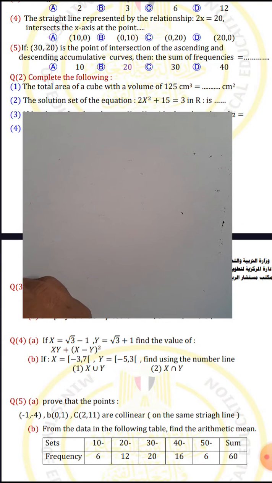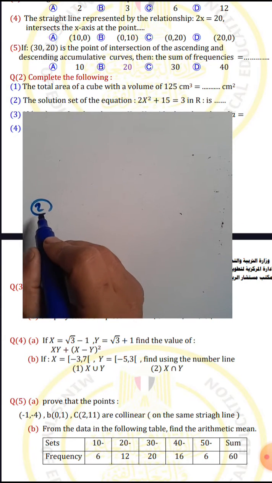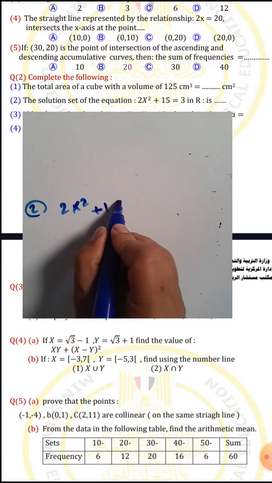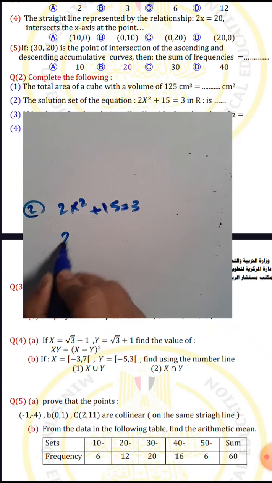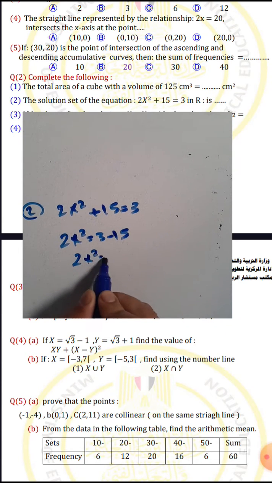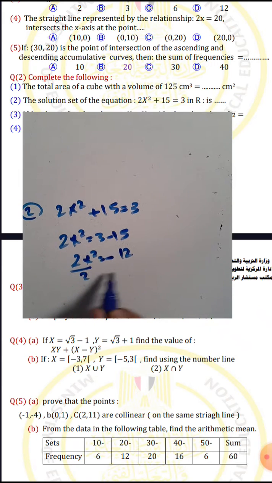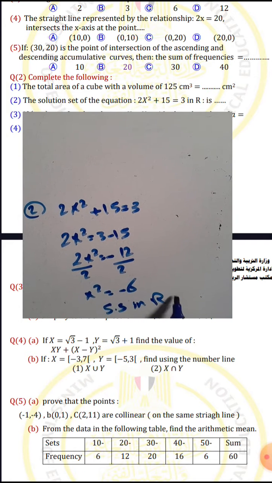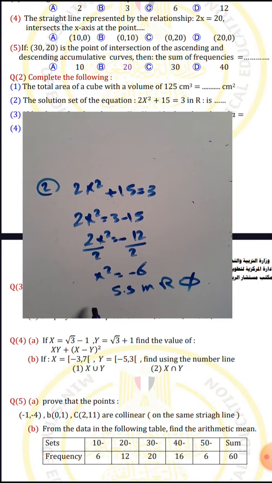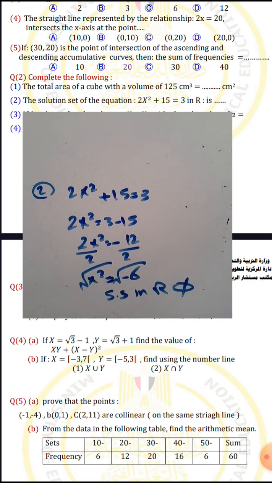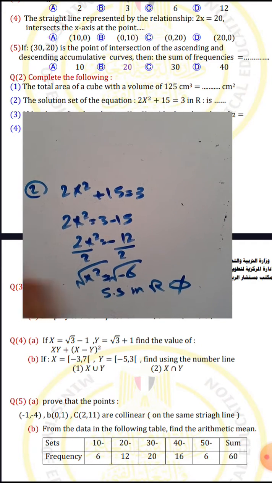Question number 2. Solve this equation in R. We have 2x power 2 plus 15 equals 3. We can write 2x power 2 equals 3 minus 15. Then 2x power 2 equals negative 12. You can divide by 2. Then x power 2 will be negative 6. And the solution set in R will be the empty set. Because if we take the square root of both sides, the square root of negative 6 is impossible.